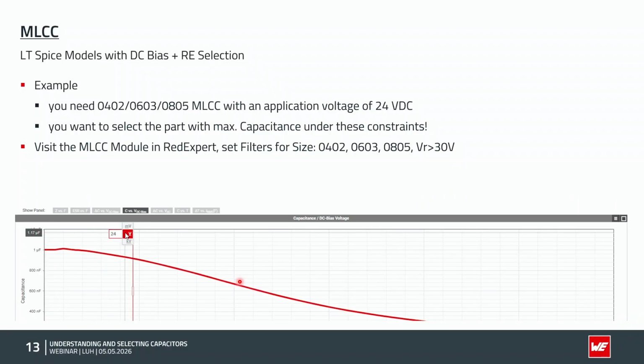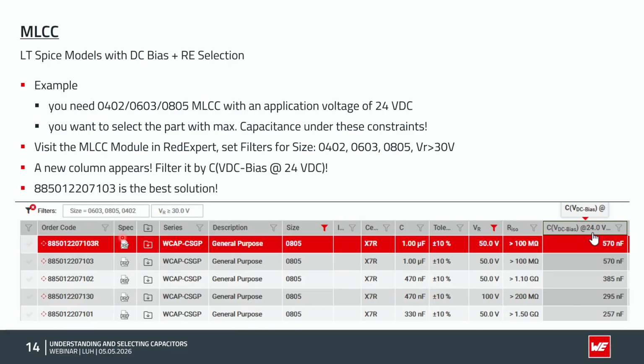And below this list, you can also see the DC bias curves. For example, this one is capacitance versus DC bias. And if you're logged in, which is completely free, you can move these sliders and also click here and set your application voltage. And what happens if you do so? There will appear a new column on the top side, and you can then also filter this selection based on your operating point, and then you can see what is the best part for my application, so the part with the highest capacitance under these constraints.